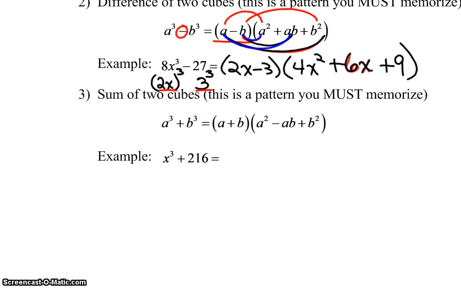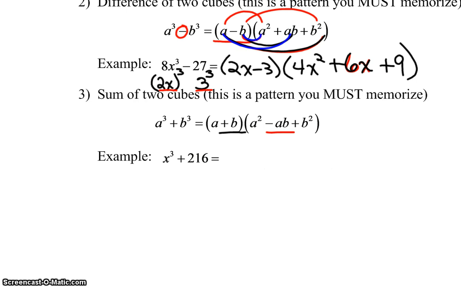Similarly, with a cubed plus b cubed, we start with an a plus b. Again, the a cubed and the b cubed are going to happen naturally. To make the other middle stuff fall away, we needed a minus ab in the middle.